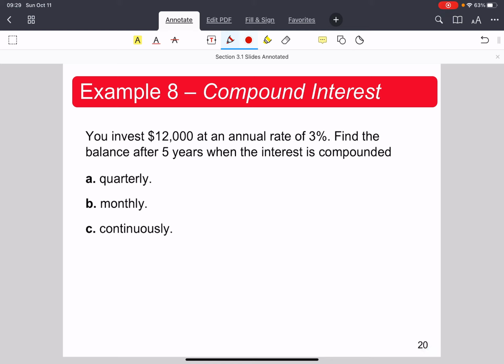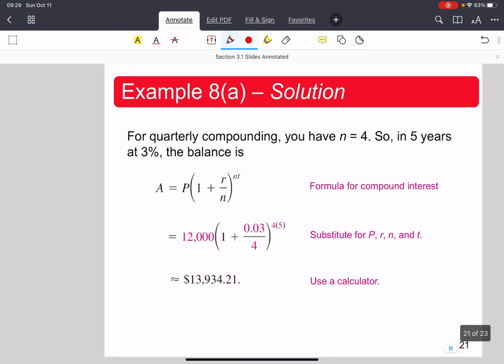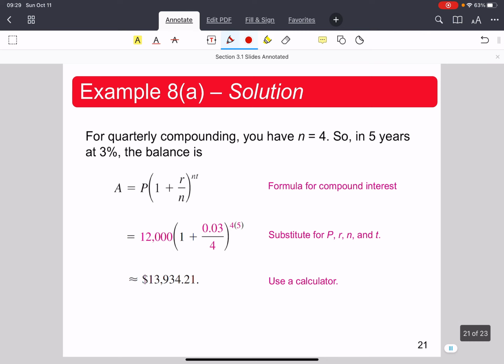So you invest $12,000 at an annual rate of 3%. Find the balance after 5 years when the interest is compounding quarterly, monthly, and continuously. So we're going to compute what the balance is going to look like after 5 years for each of these scenarios. So first, we're going to compute for quarterly compounding.